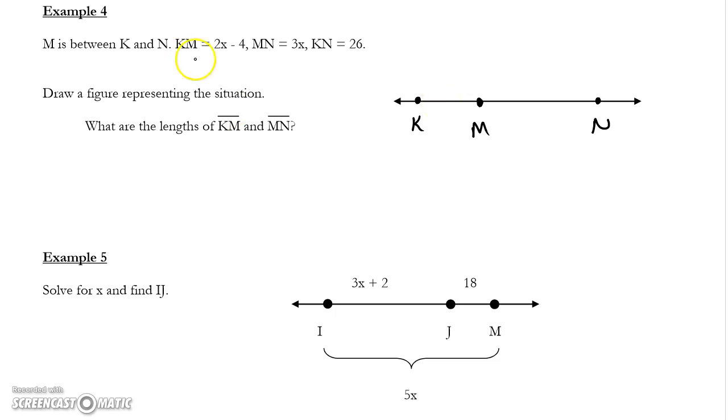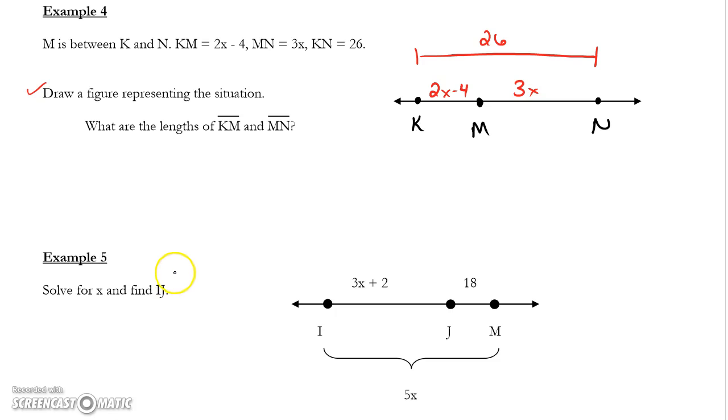Then I want to label what I know. I know that segment KM has a length of 2x minus 4, that segment MN has a length of 3x, and that the entire length from K all the way to N has a length of 26. So that's me drawing a figure representing the situation and making sure I label it accurately.